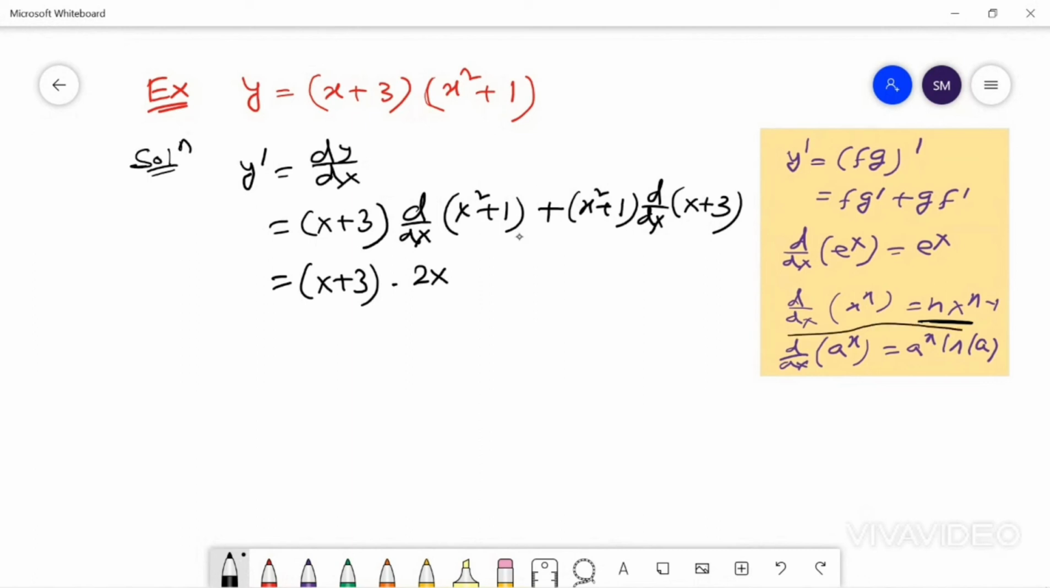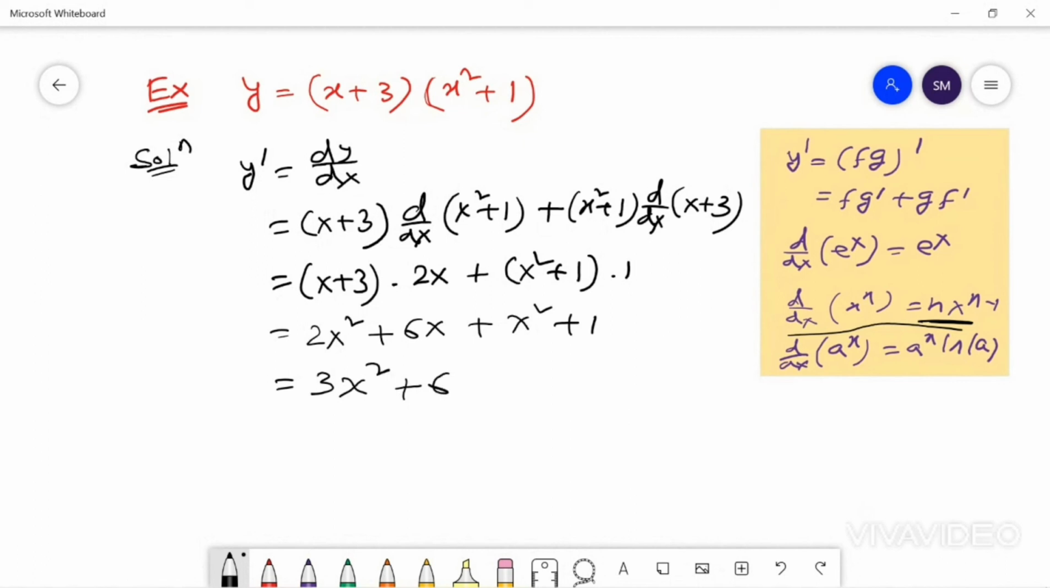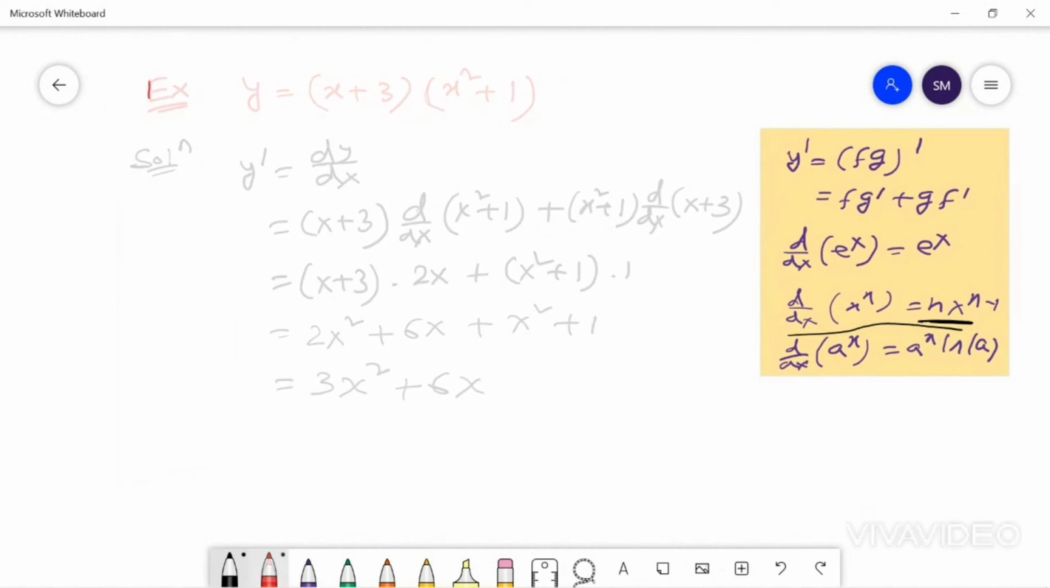The derivative of x² + 1 is 2x, and the derivative of x + 3 is 1 + 0, which is 1. Then simplify it: we have 2x² + 6x + x² + 1. So the final answer is 3x² + 6x + 1.